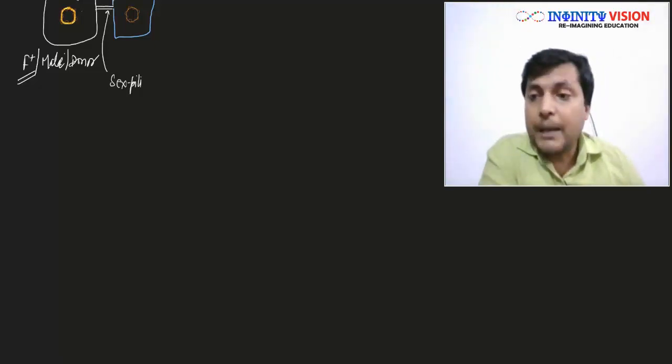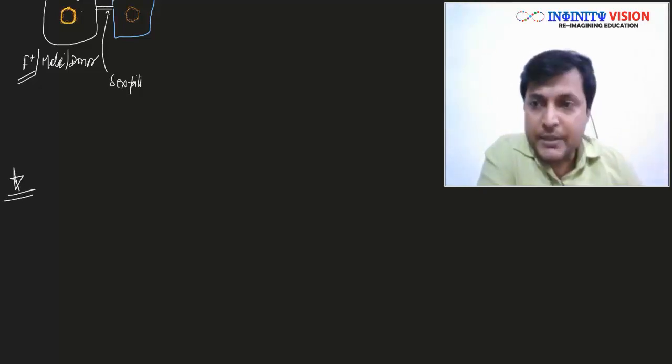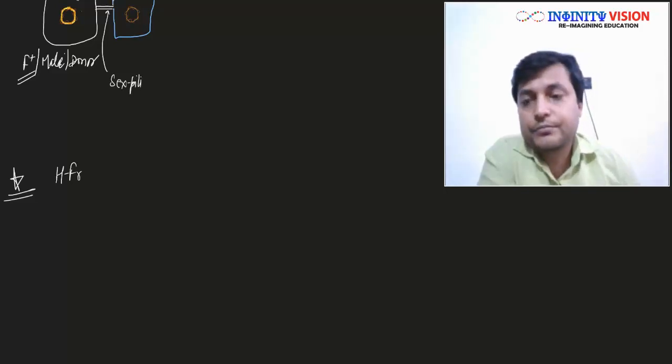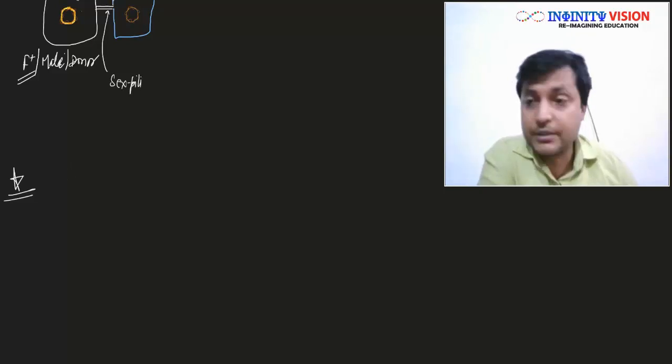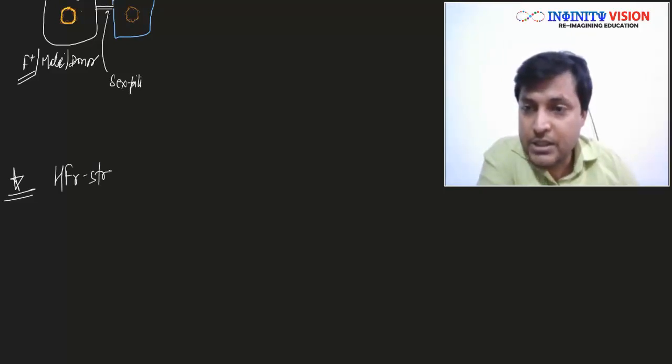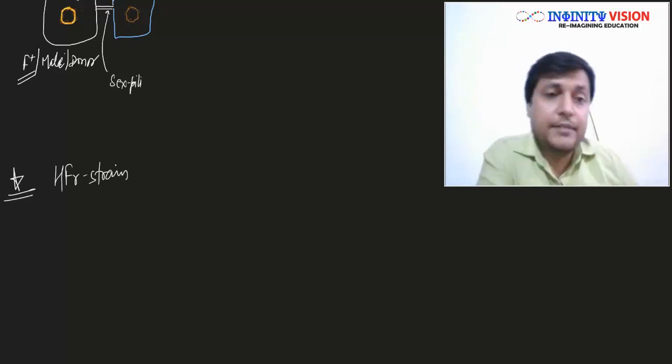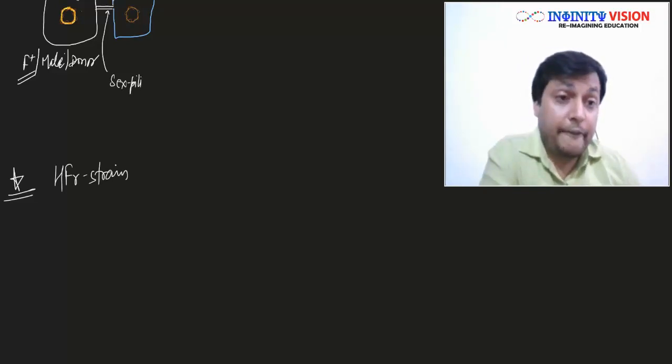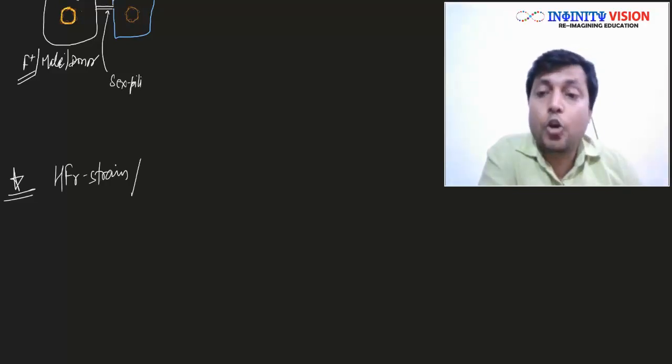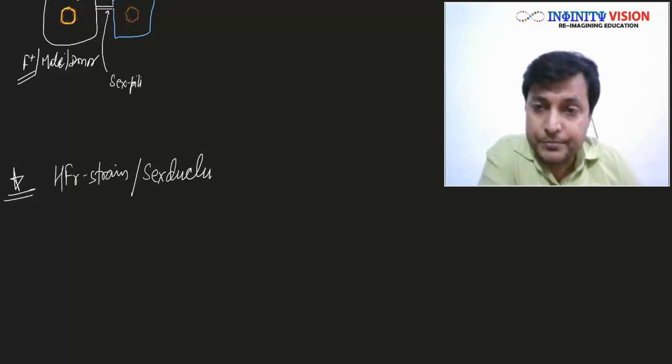Well, apart from this, there are some special cases. This special case is called HFR strain. Okay, this is wrong. It is not written like this. HFR strain. Now, HFR represents high frequency because they reproduce very fast, or it is also known as sexduction.